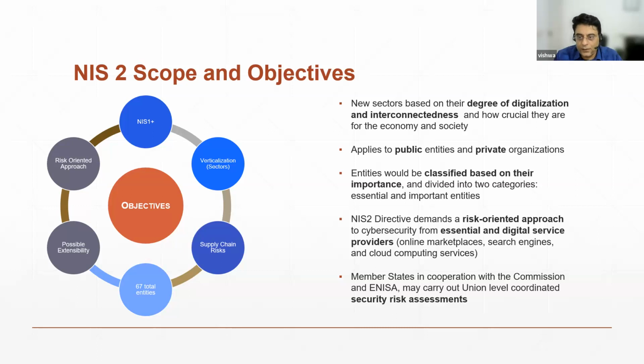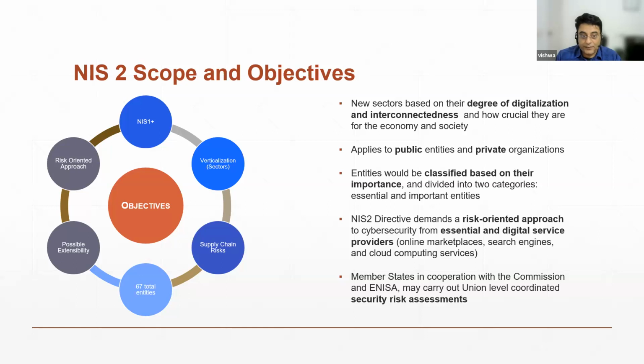So in a nutshell, what it demands is a risk-oriented approach, and it includes all essential and digital providers, digital service providers, online marketplaces, search engines, and cloud computing services. This is at a broader level, and then I'll talk about the other things as well. It applies to both public and private entities, essential services which have been provided by these public and private entities. Most of the industries for these essential services are healthcare, energy, transport, water, digital infrastructure, and banking.